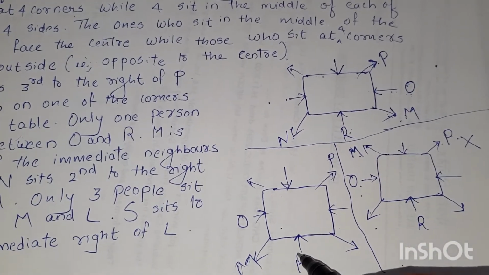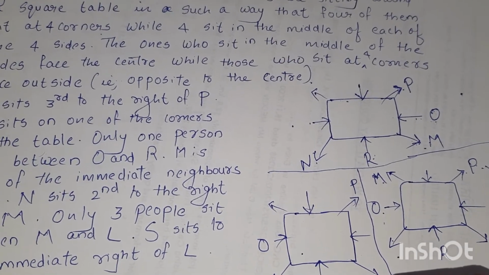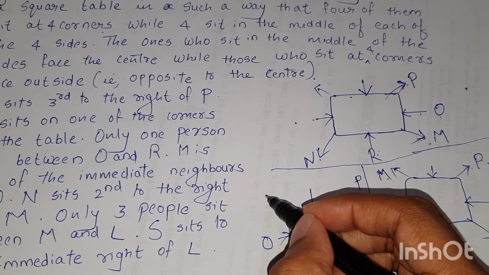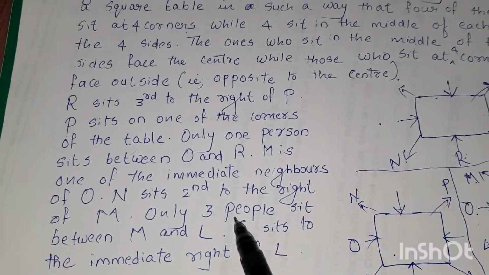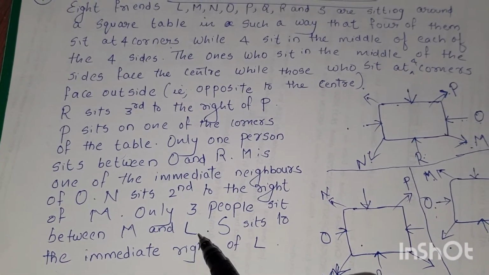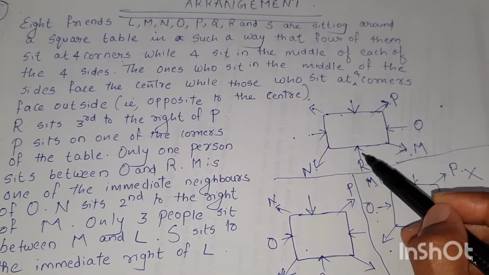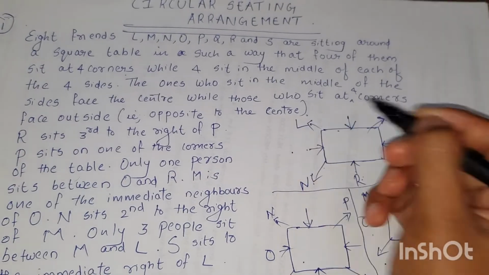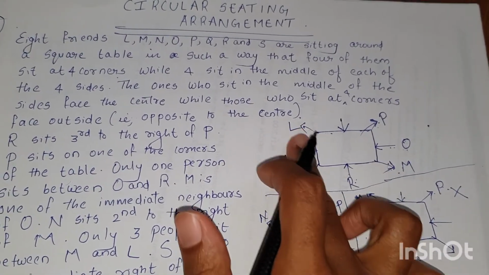Now going to the other table. Towards the right of M. Right of M means here. Here who should be sitting? N. N sits second to the right of M. Okay. Only three people sit between M and L. Between M and L, only three people are sitting. So 1, 2, 3. L should come here. 1, 2, 3.